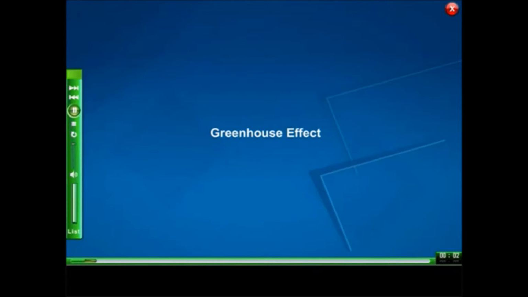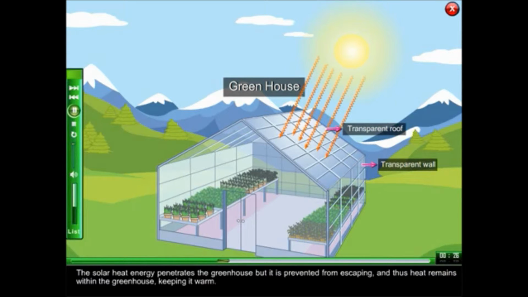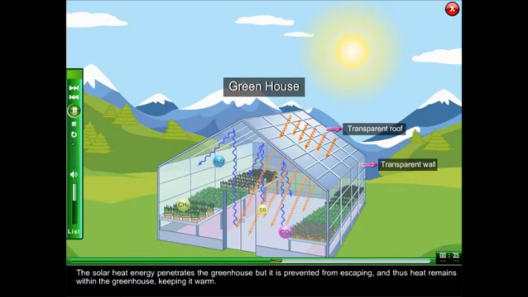Greenhouse effect. The greenhouse effect is a natural process in which certain gases, known as greenhouse gases, trap heat that radiates from the Earth's surface. In fact, a greenhouse is a construction of transparent walls and roofs in cold countries to provide adequate heat to the soil and plants. The solar heat energy penetrates the greenhouse, but it is prevented from escaping, and thus heat remains within the greenhouse, keeping it warm.